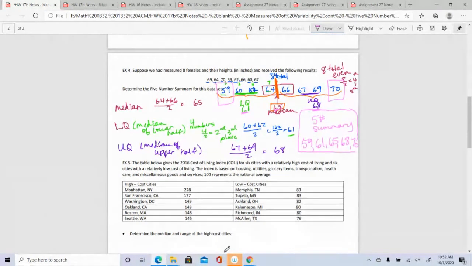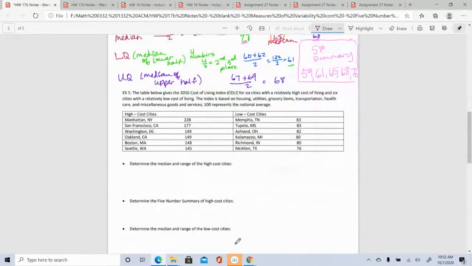Okay, so back over here, let's look at this. So these are higher cost of living, lower cost of living. Find the median and range of the high cost cities. So we're just finding the median and the range, high cost city. So there's all of these guys right here. Now, one thing we need to do first, what was the very first thing before we even look at median? What do we need to do first?